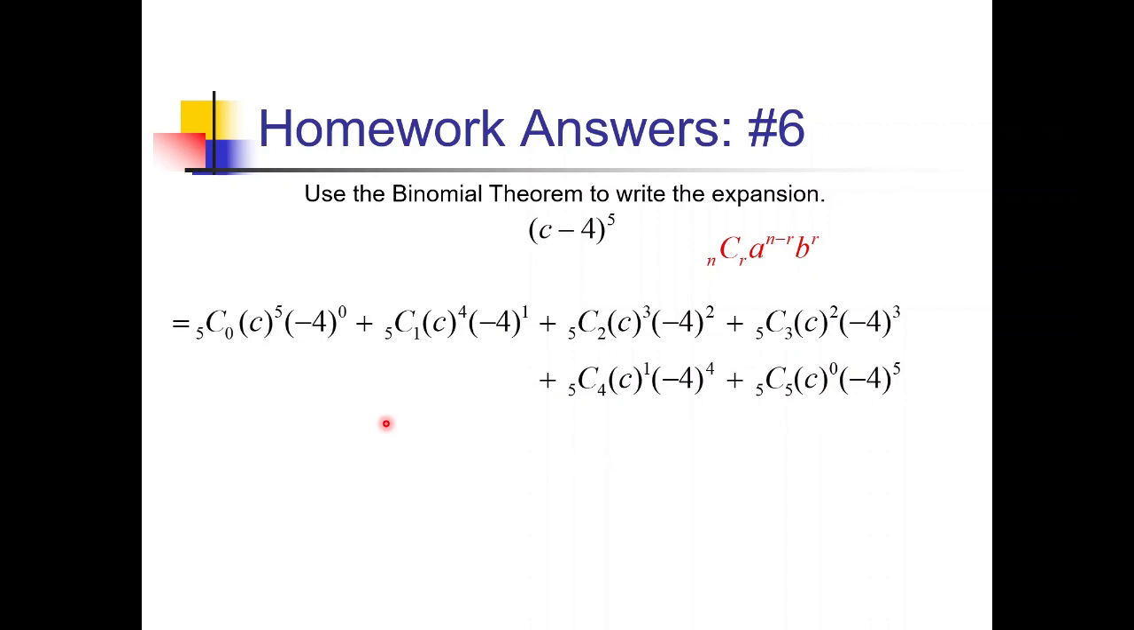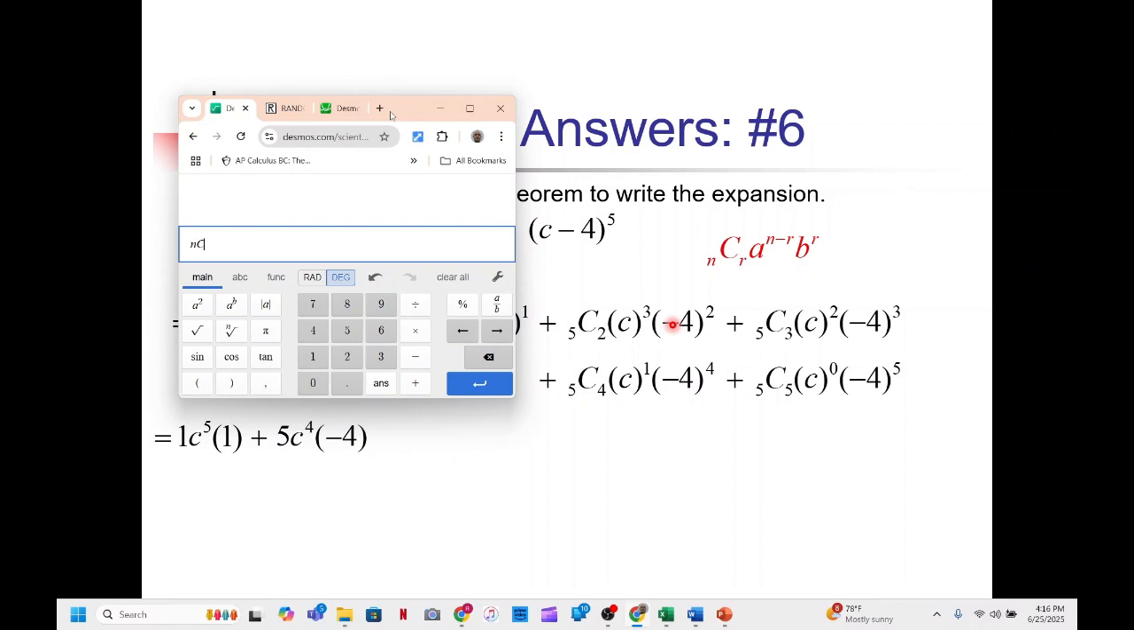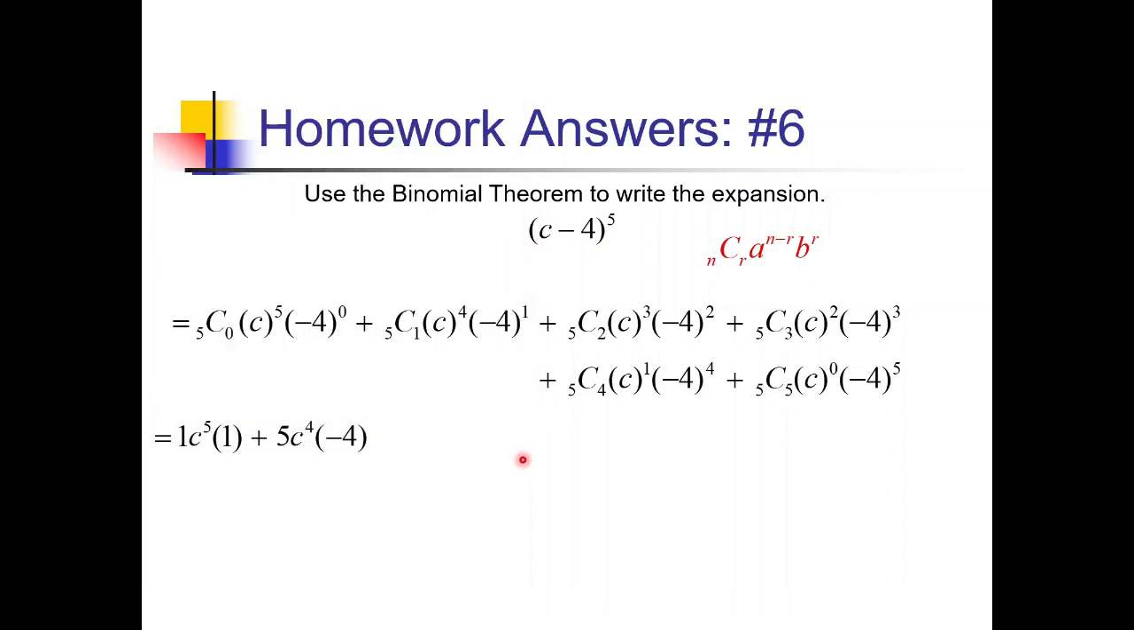All right, let's simplify one round here. So 5 choose 0 is just going to be 1. We have c to the 5th, and then anything else to the 0 is just going to be 1. Next up, 5 choose 1 is just 5. We have c to the 4th and negative 4 times all that. Next, 5 choose 2. Let me go to Desmos for that. So I'll do nCr and then 5 comma 2. That gives me 10. So we have 10 c to the 3rd. Negative 4 squared is 16.